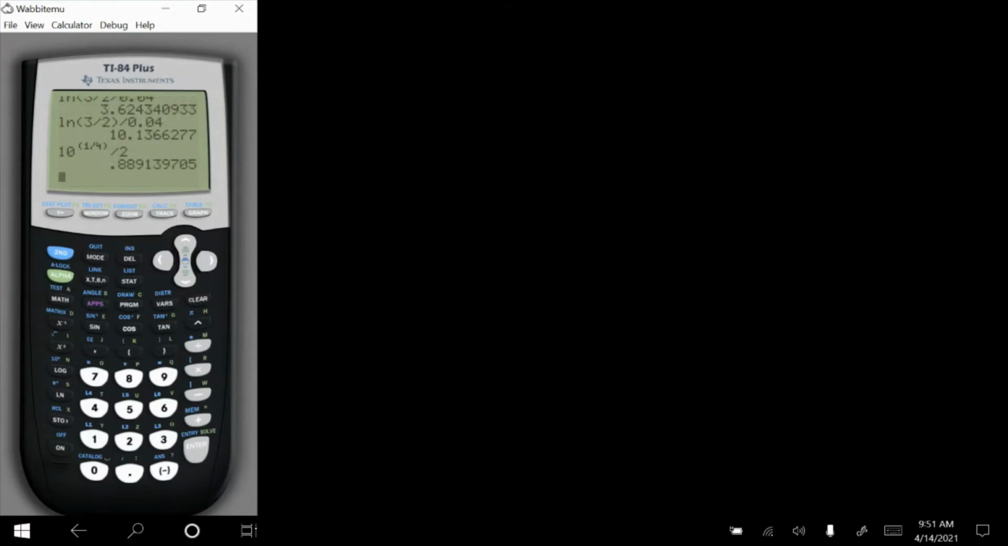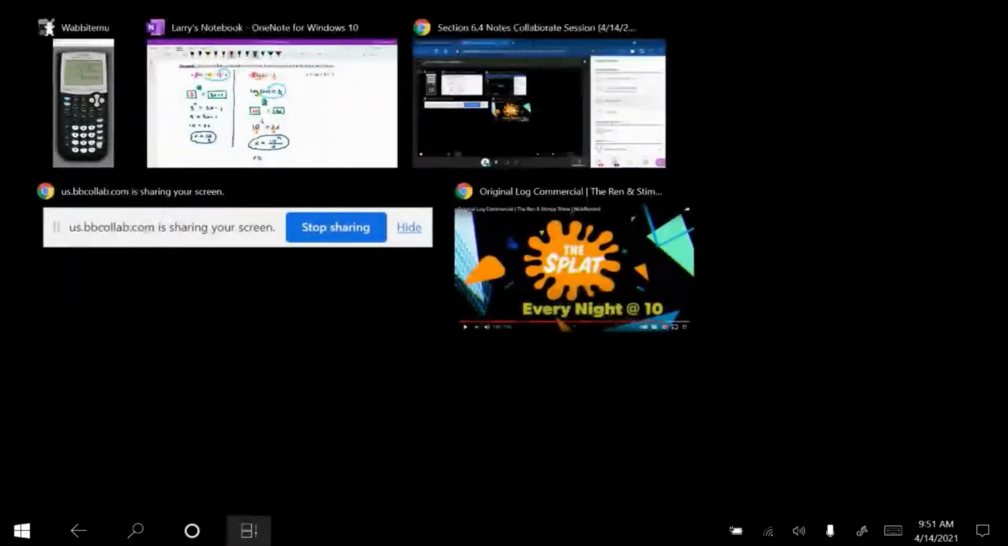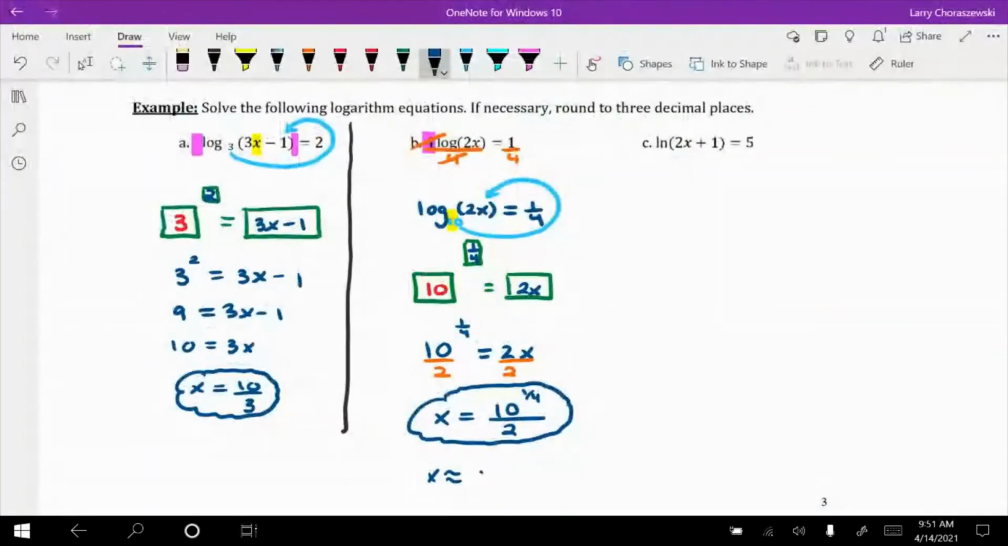So an approximate answer would be 0.889. All right, is that good? Okay, so the first version of this answer is what we consider exact, and the second version would be an approximate.